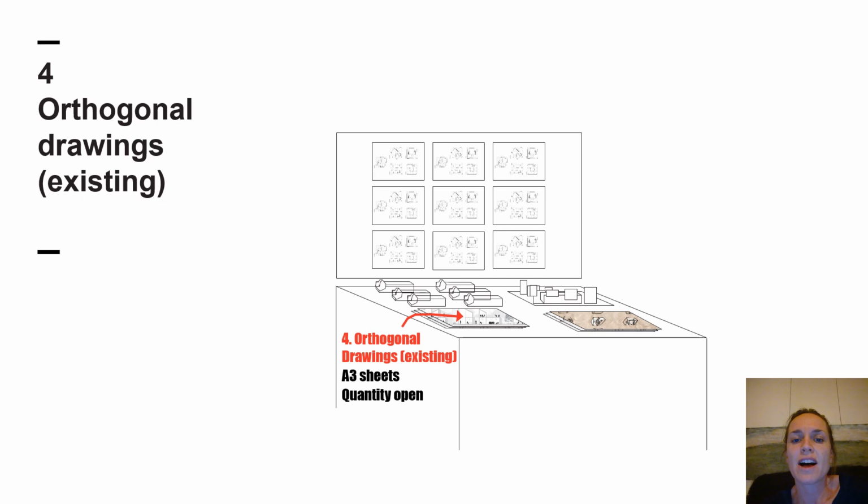So, where are the orthogonal drawings in your presentation for week 4? Your orthogonal drawings will be a pack of A3 sheets that can be bound or unbound, and they will be placed on the table as part of your presentation.